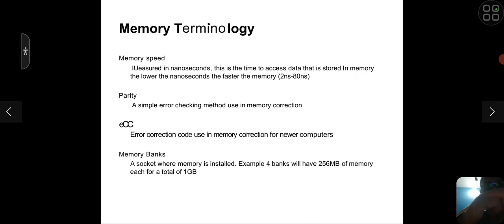Parity is a simple error checking method used for memory correction. ECC means error correction code, used in memory for newer computers. Memory banks are sockets where memory is installed. For example, 4 banks with 256 MB of memory each give a total of 1 GB.